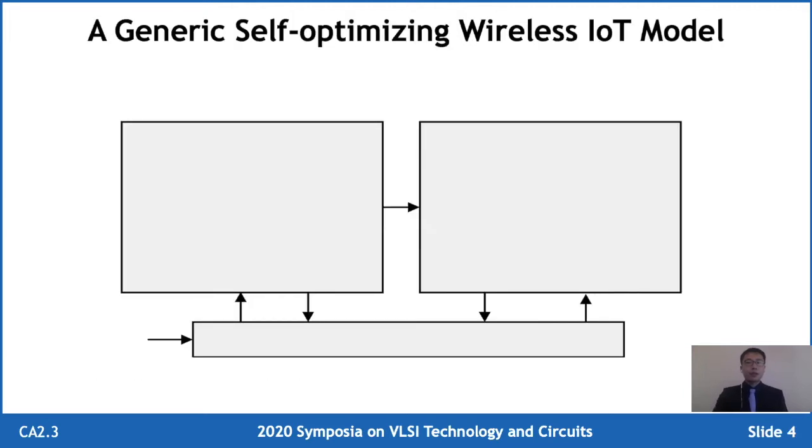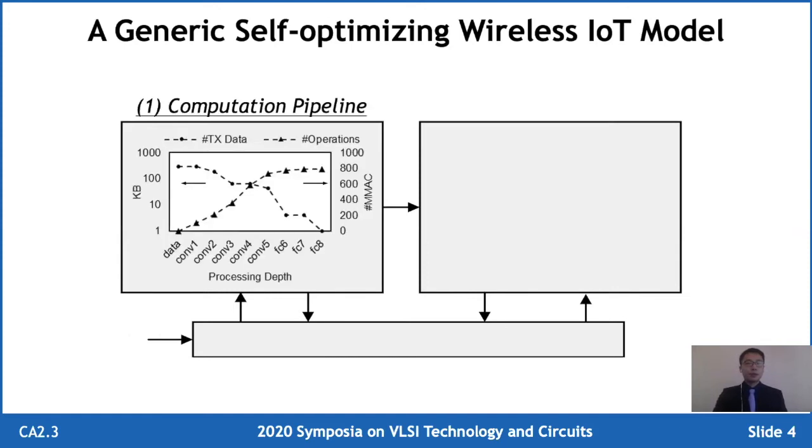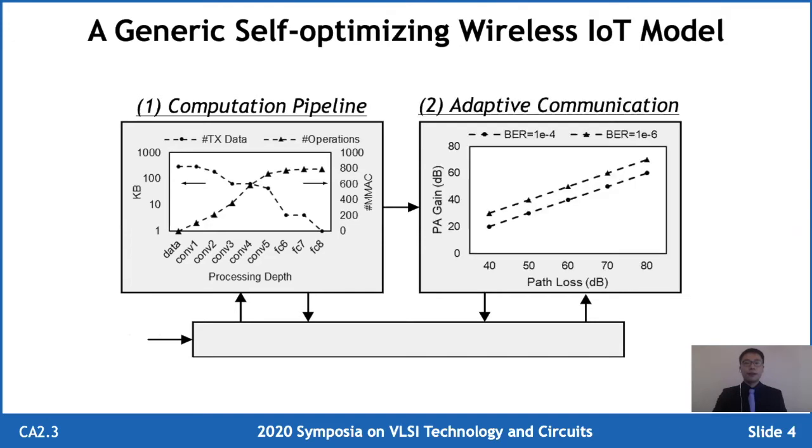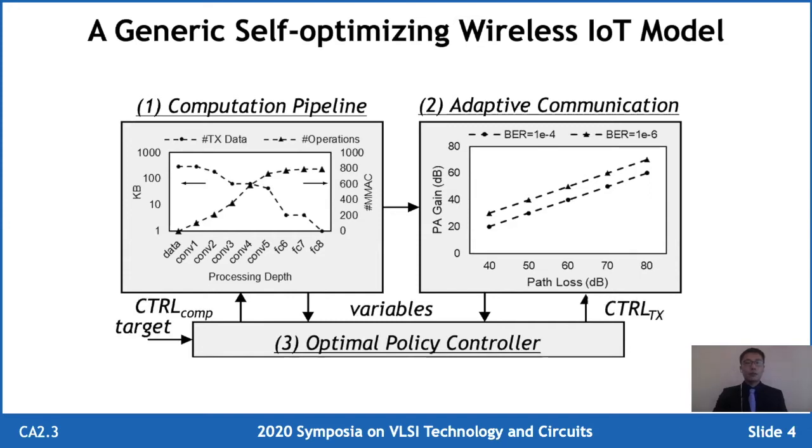This slide provides a generic wireless IoT platform model for self-optimizing edge-cloud trade-off. This model consists of three major building blocks. First, a computation module to provide an edge-cloud pipeline scheme to trade off edge computation workload with cloud data transmission workload. Then, a communication module to always track smallest possible communication costs, adaptive to wireless channel conditions. Finally, an optimal policy controller to adjust both computation pipeline and adaptive transmission in real time.